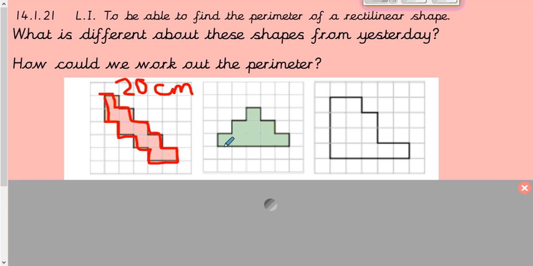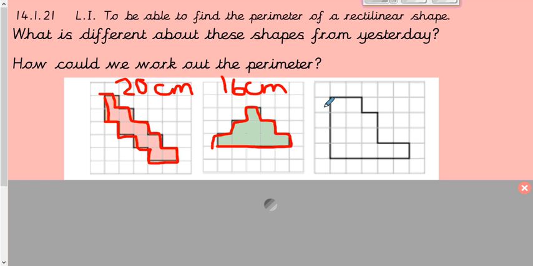Okay, so to work out this perimeter, I'm going to start down here and go across 1, 2, 3, 4, 5, 6, 7, 8, 9, 10, 11, 12, 13, 14, 15, 16. So you're literally just going around the edge of the shape, counting how many boxes it goes across. Okay, I forgot what number that was now. 1, 2, 3, 4, 5, 6, 7, 8, 9, 10, 11, 12, 13, 14, 15, 16. So the perimeter of that shape is 16 centimetres. Now if you feel confident, have a go at the last one on your own. If not, I'm going to go through this one.